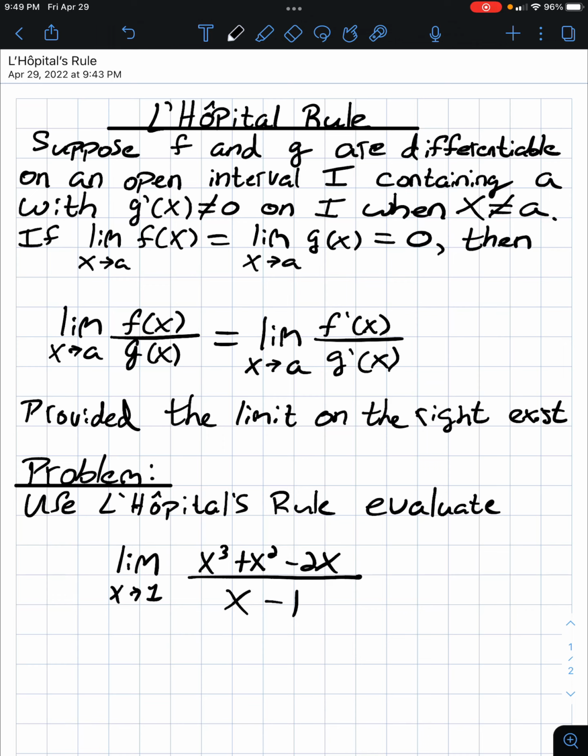Now we're going to be using L'Hopital's rule in the following problem. Use L'Hopital's rule and evaluate the limit as x approaches 1 of x to the third plus x squared minus 2x, divided by x minus 1. Now pause this video, take a few minutes, and solve this problem.